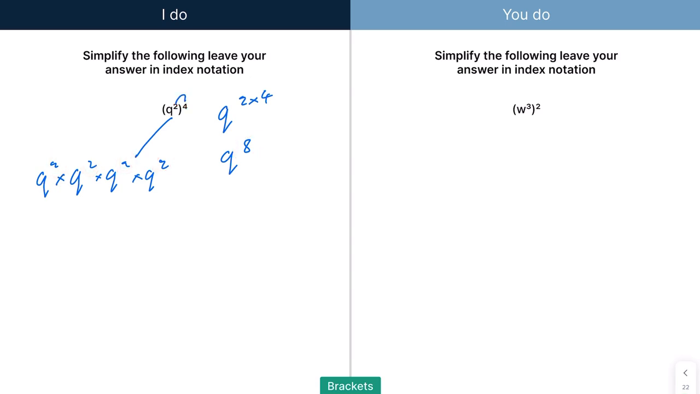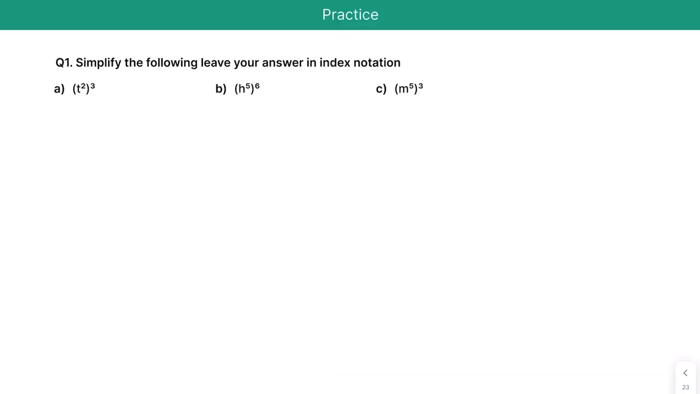So again, if I just multiply the powers together, the answer here is w to the power of 3 times 2, which is w to the power of 6. So here are some practice questions. Press pause and have a go. Here are the answers for your work.